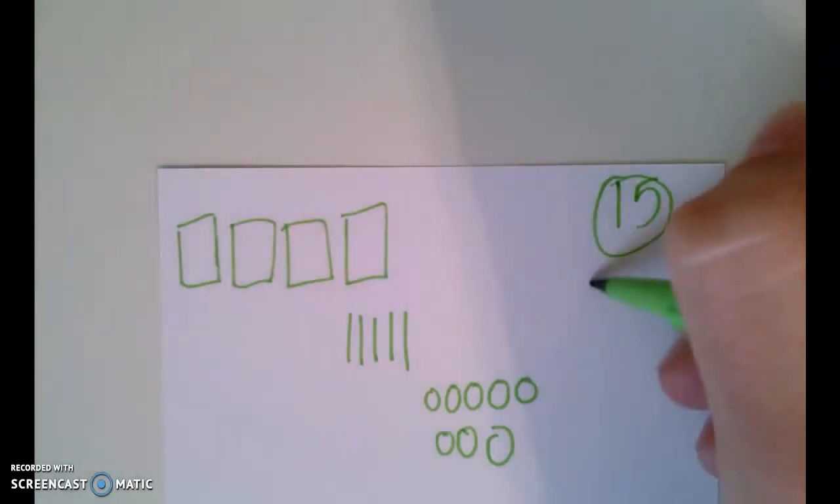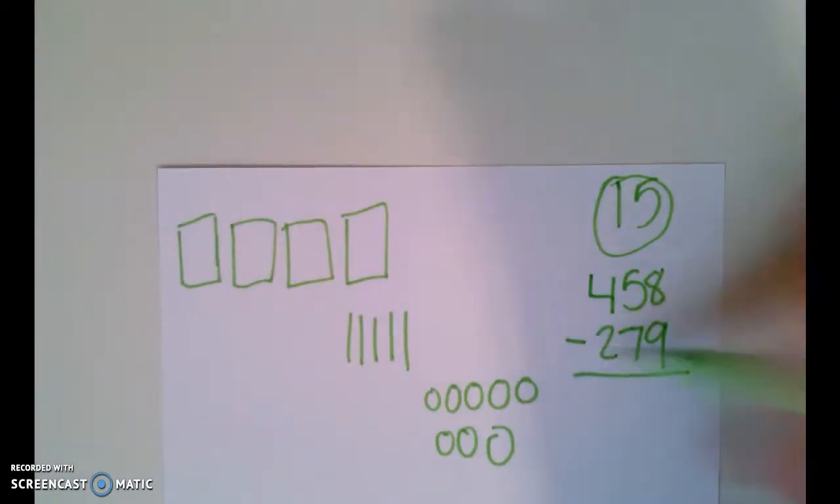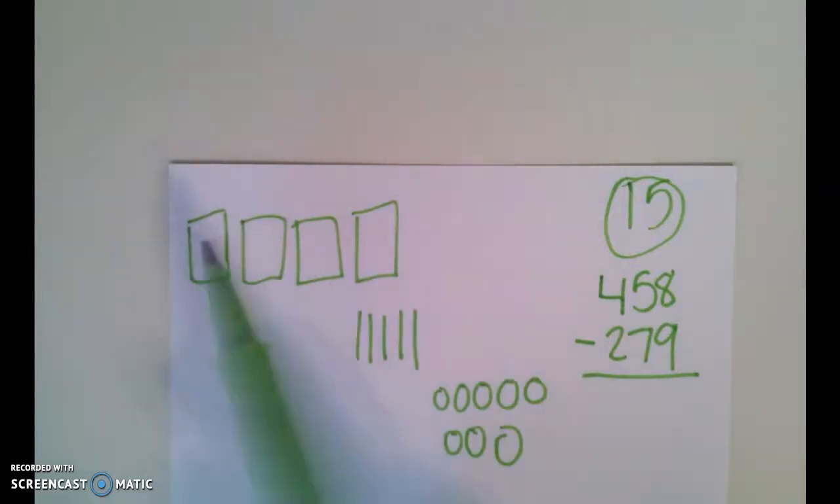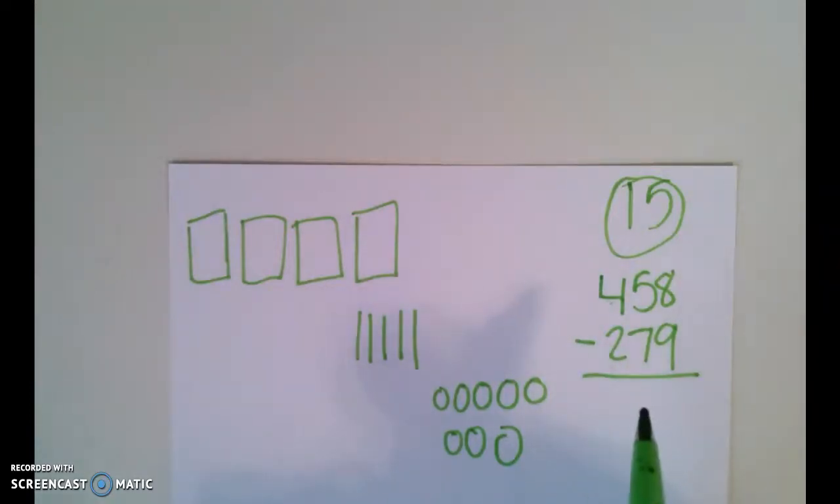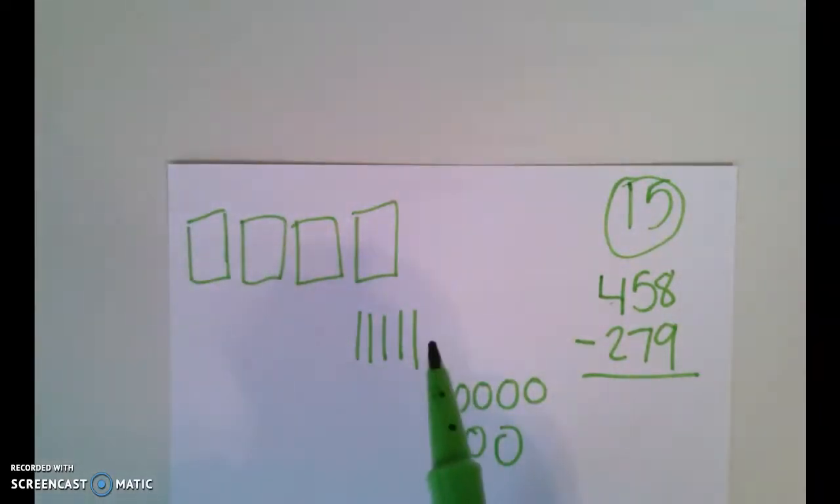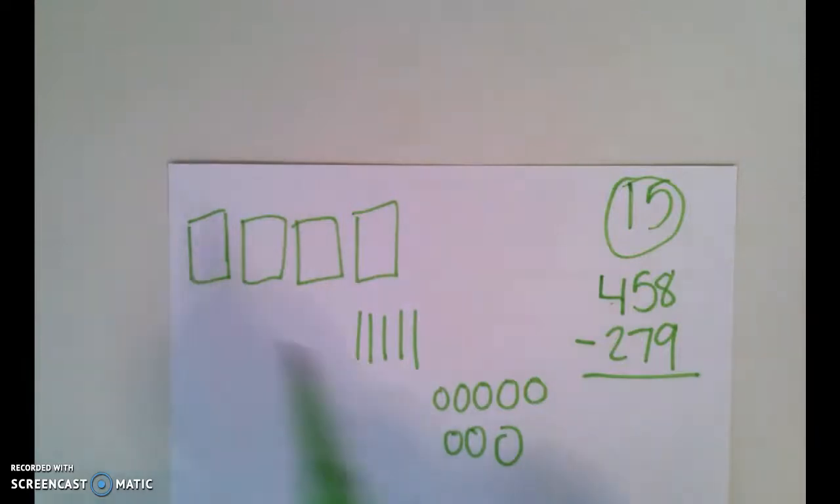So I'm going to write my equation over here, 458 minus 279. I'm going to show you two different ways to solve this. I made my quick hundreds for 400 because I have to show my total. I'm not showing my 279, one of my add-ins, because I'm not adding. If I was adding, I would show both 458 and 279. But since I'm taking 279 away from 458, I'm just making my quick hundreds, quick tens, and quick ones for 458.